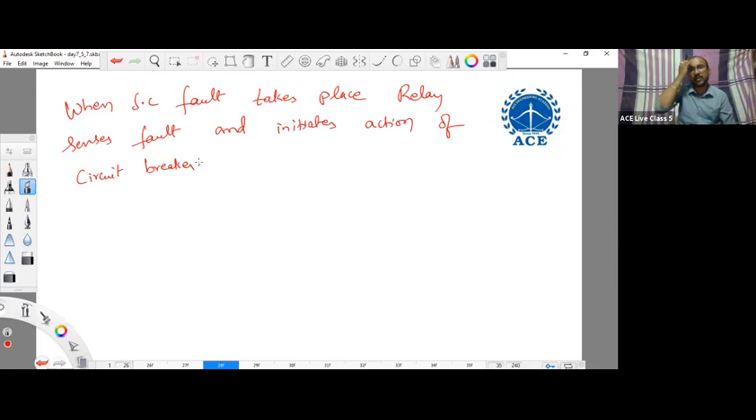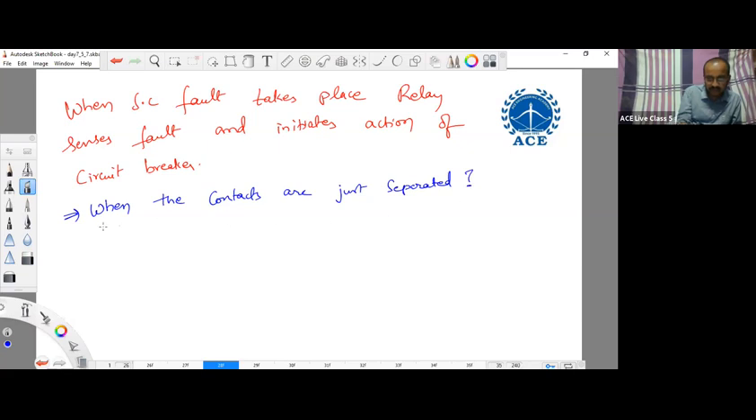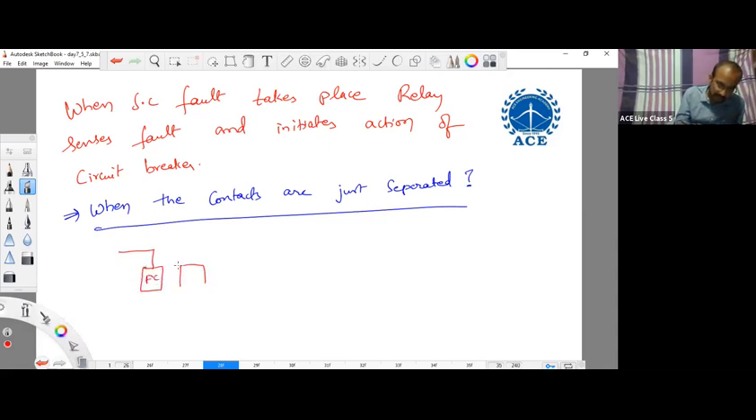When a short circuit fault takes place, the relay senses the fault and initiates the action of a circuit breaker. Now the contacts start separating. Let us analyze what happens when the fixed contact and moving contact are just separated by a very small distance.